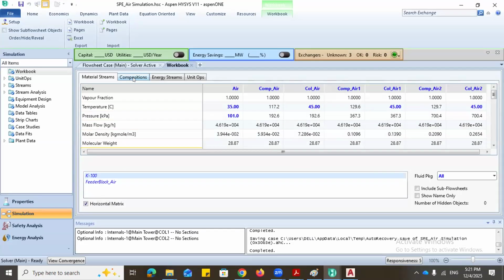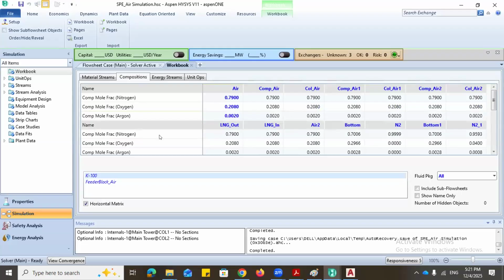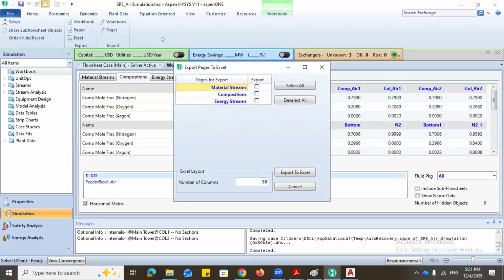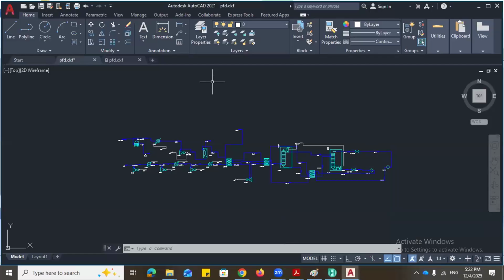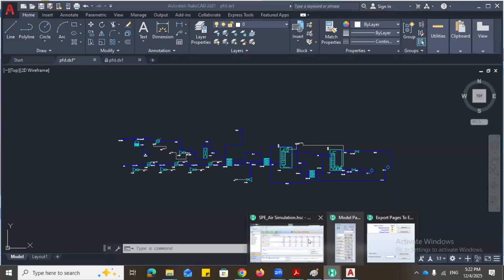So the next one is what? Composition is here. When you are done with all these settings, just come over to Excel. Let's send it to Excel sheet. We don't need the energy stream. We need only material stream and the composition. Click these two. Depending on you, the number of columns, let's leave it at 10 columns because you know we have so many streams, right? Let me minimize. Okay, no. Let me go back.